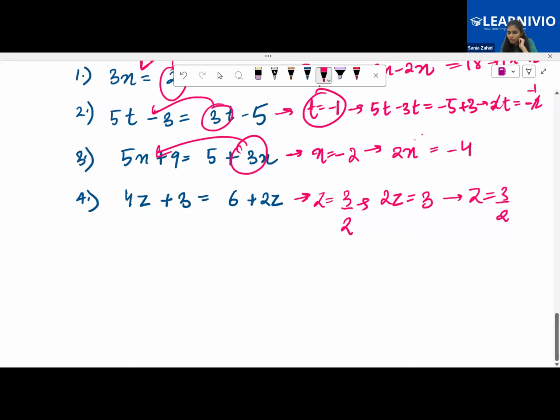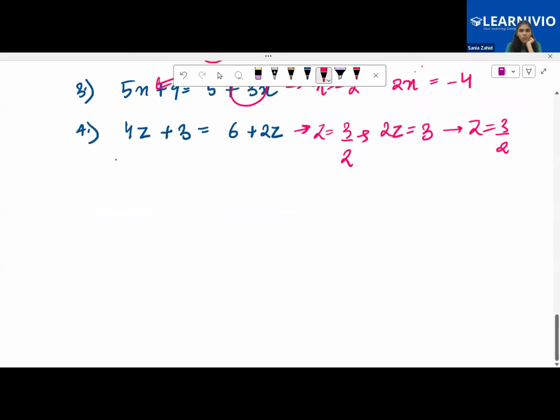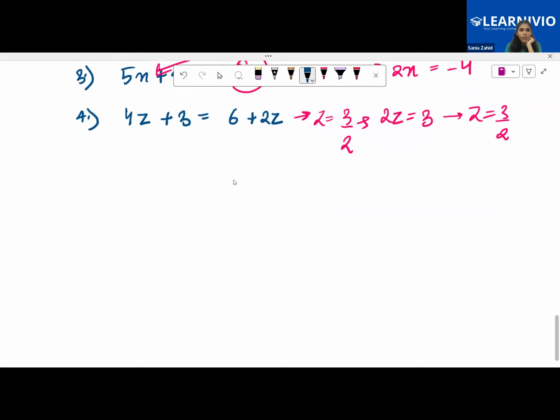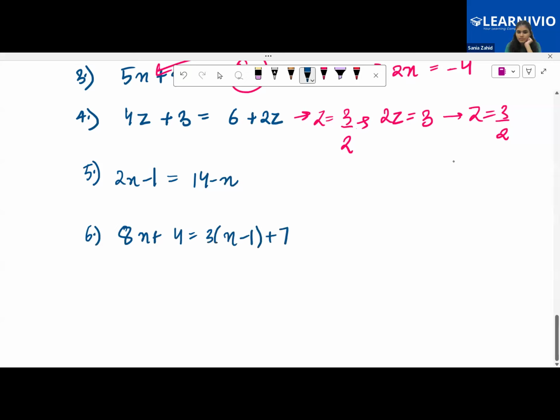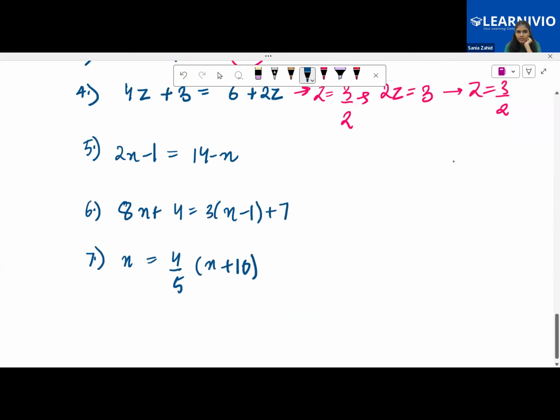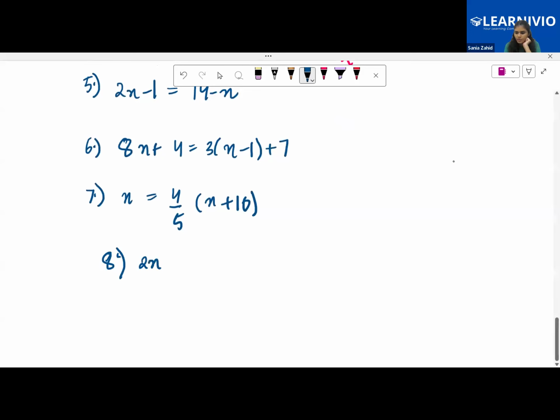So, I'll give you more questions. Amar, you also do these questions now. 2x minus 1 gives you 14 minus x. 8x plus 4 gives you 3 into (x minus 1) plus 7. x gives you 4/5, x plus 10. And finally, 2x/3 plus 1 gives you 7x/15 plus 3. So all these questions.